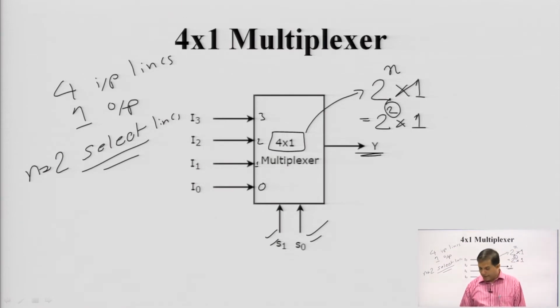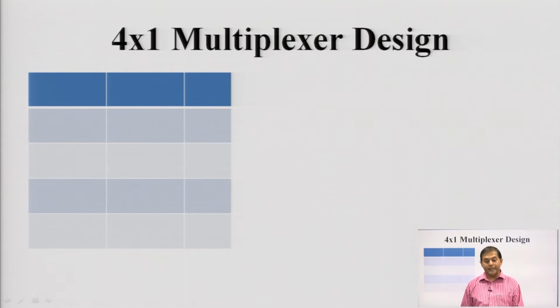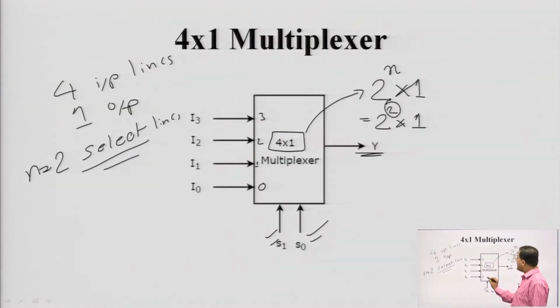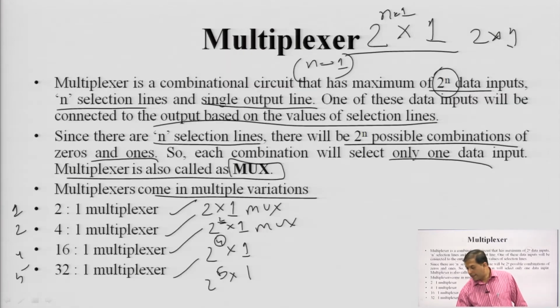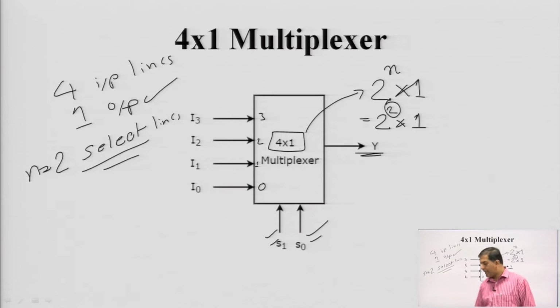So, here now we are going to design the multiplexer. It is clear to all of you: 4 input lines, 1 output line and 2 select lines. Here it is written that one of these data inputs will be connected to the output based on the values of the selection lines. This line is very important. How is it working? Let us check.